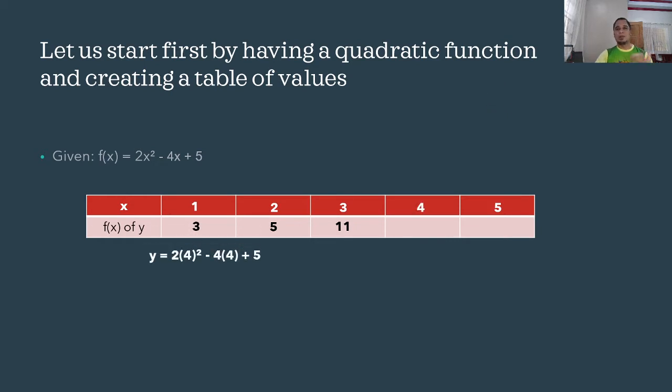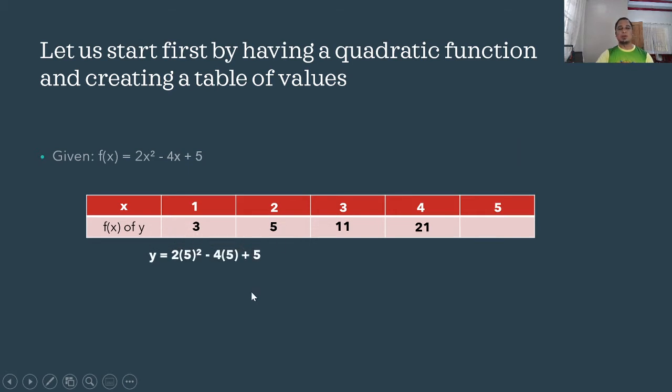And again, replace all the x's with 4. We come up with y is equal to 32 minus 16 plus 5. The value of y is equal to 21. And last but not the least, we have here now 5. We will be replacing x with 5.